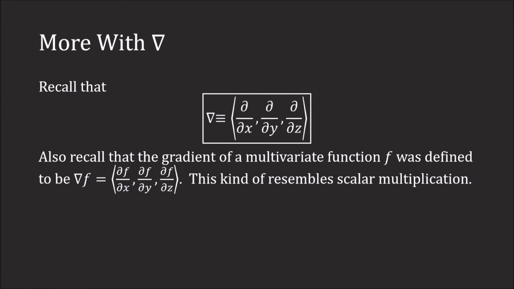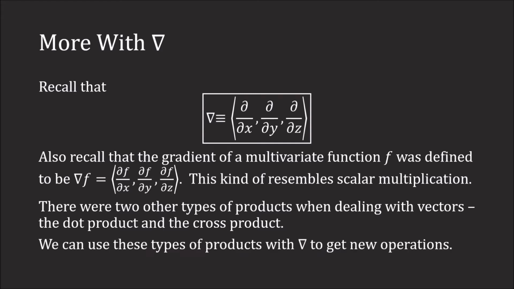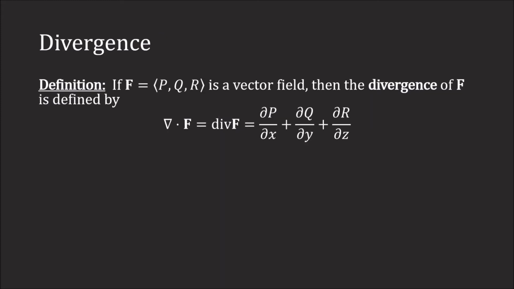Well, there are two other types of vector products we looked at, the dot product and the cross product. We can actually use these two products along with nabla, the del operator, to get new operations. The first one is known as divergence. So if f is a vector field, then the divergence of f is defined as del dot f.